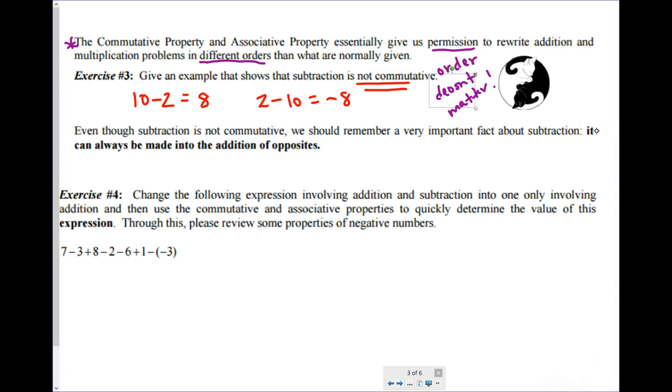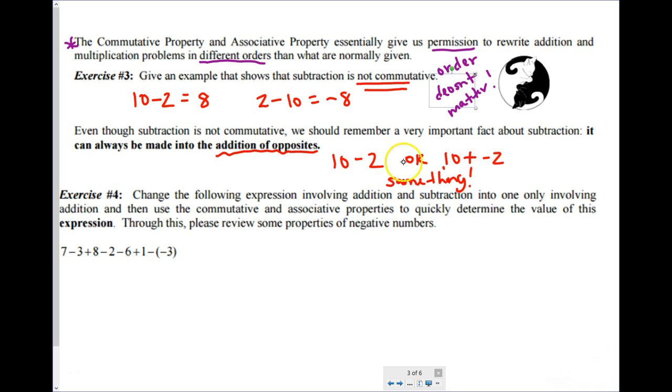Even though subtraction is not commutative, we should remember a very important fact about subtraction. It can always be made into the addition of opposites. And here's what they mean by that. Let's take a look at something like 10 minus 2. That's a subtraction problem, right? I could say that 10 minus 2 is the same as 10 plus negative 2. Addition of opposites. You've got the minus and the plus next to each other. These are the same thing.